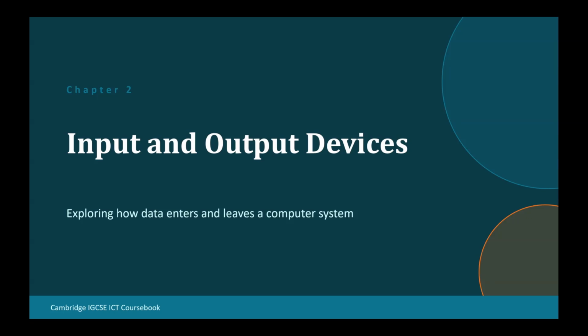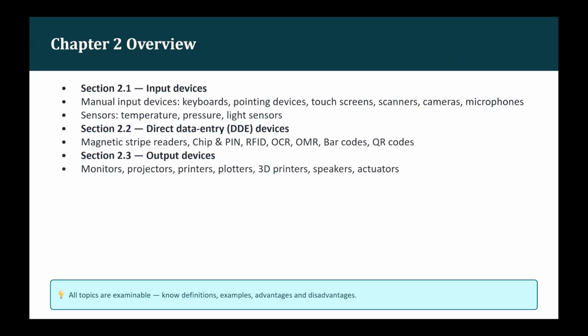Today's lesson is Chapter 2 IGCSE ICT Input and Output Devices. This is a lesson about how data enters and leaves a computer system. First of all, I have broken the lesson into three parts: Section 2.1, input devices, section 2.2, direct data entry devices, and section 2.3, output devices. I'll go through them briefly. And remember, all topics are examinable.